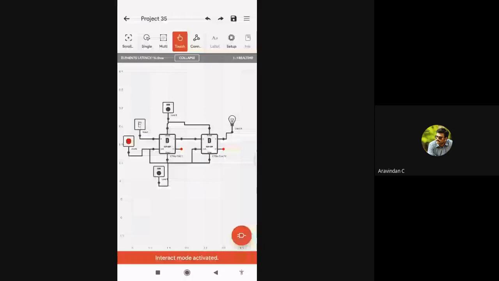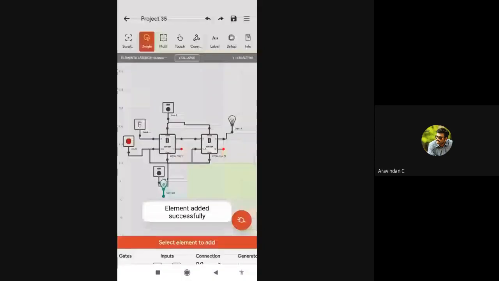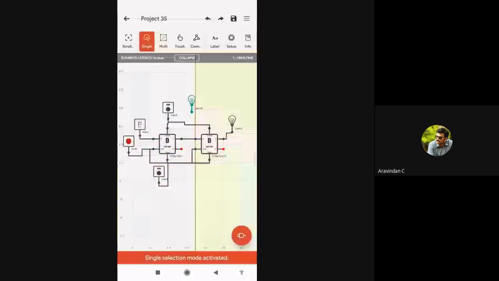Okay. Now with a small modification, I'm going to add one more bulb. That's all. Just one more bulb, connecting this bulb to the output of the first flip-flop. So what happened now? The transmission rate is the same only, but I am able to see the output of every flip-flop.